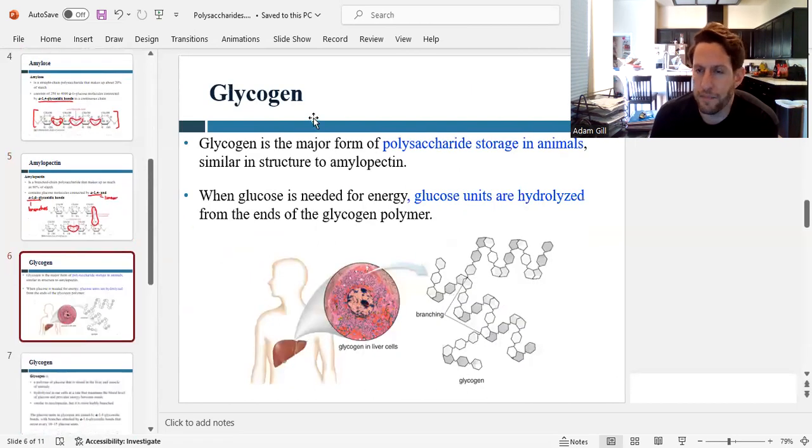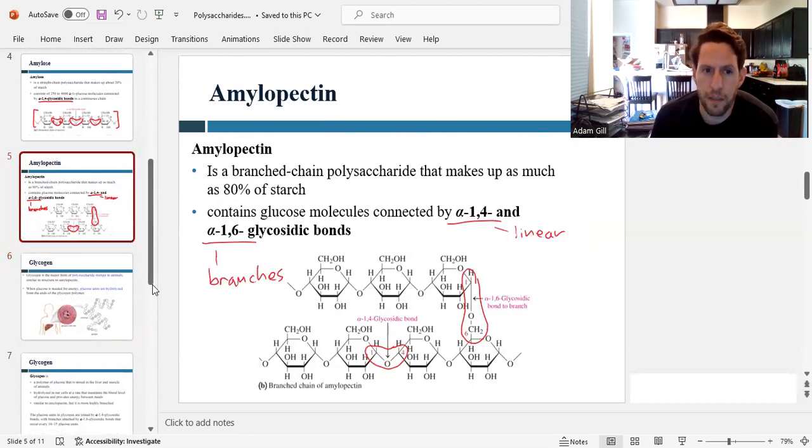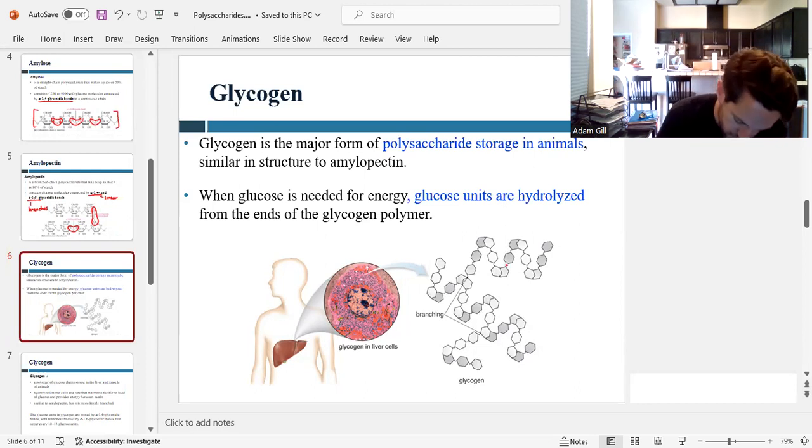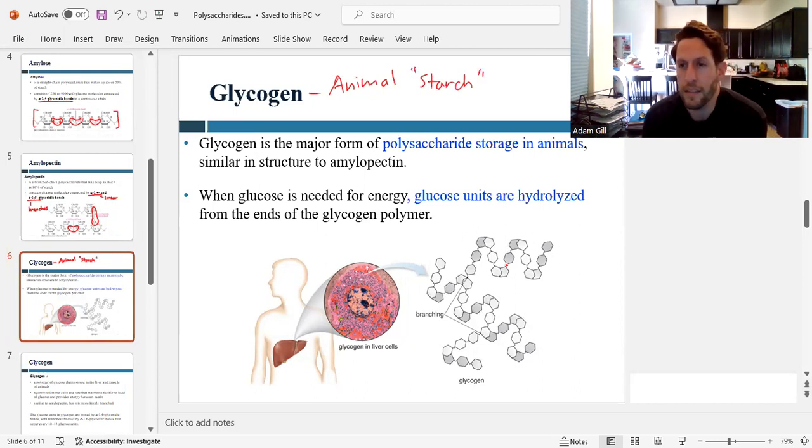Now, glycogen is very, very similar to amylopectin. The only difference is the branches occur more frequently, about 1 every 10 glucose units. And this is the type of starch that's stored in animals. So glycogen is animal starch, if you will. This is how animals like us store carbohydrates in our liver and in our muscle cells for release when we need energy, but we haven't eaten in a while.